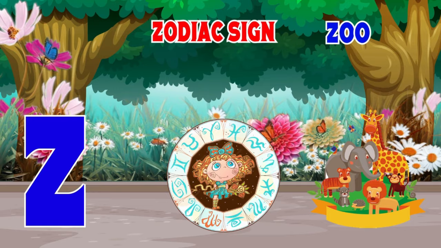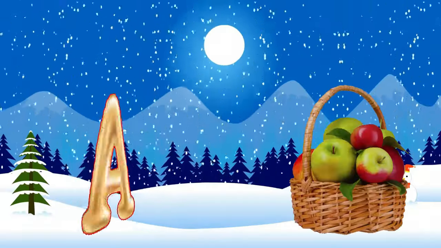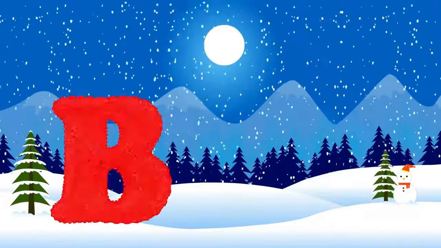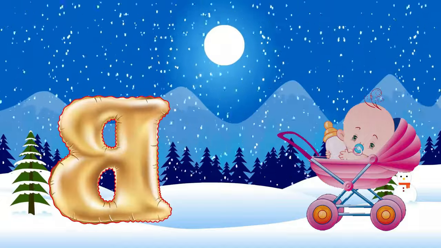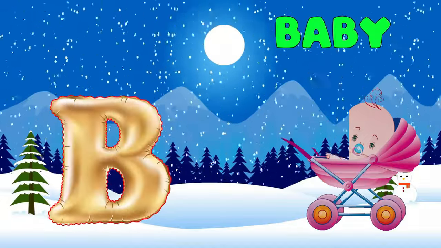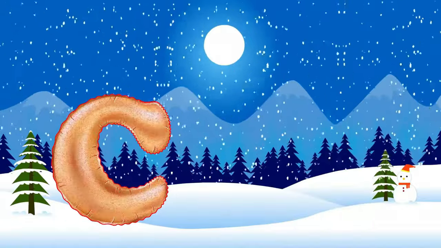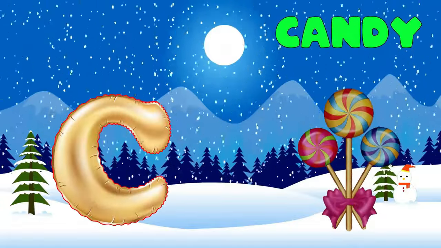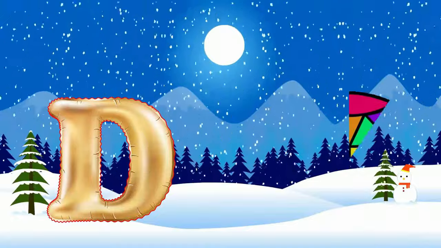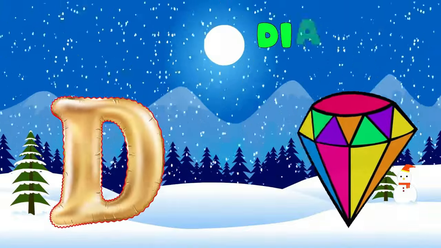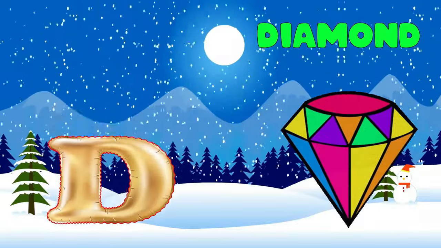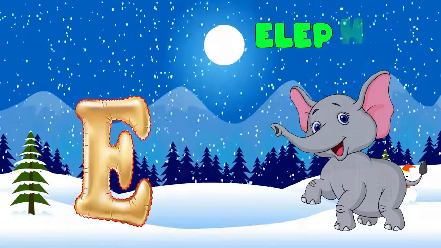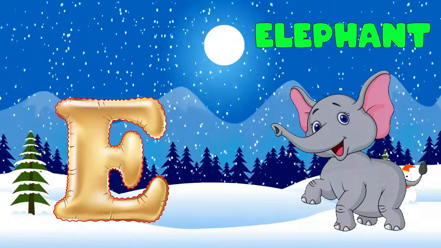A is for apple. A, apple. apple. A, A, apple. E, apple. B is for baby. B, B, baby. B, B, baby. B, baby. C is for candy. C, C, candy. C, C, candy. C, candy. D is for diamond. D, D, diamond. D, D, diamond. D, diamond. E is for elephant. E, E, elephant. E, E, elephant. E, elephant.